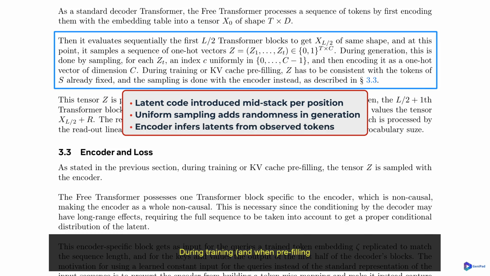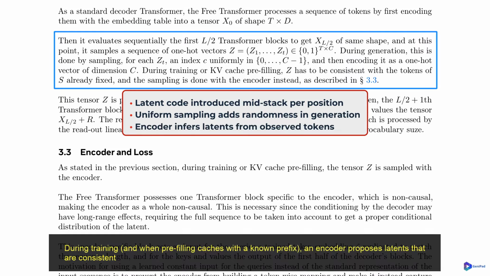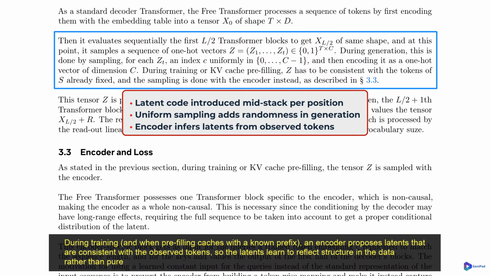During training, and when pre-filling caches with a known prefix, an encoder proposes latents that are consistent with the observed tokens, so the latents learn to reflect structure in the data rather than pure noise.